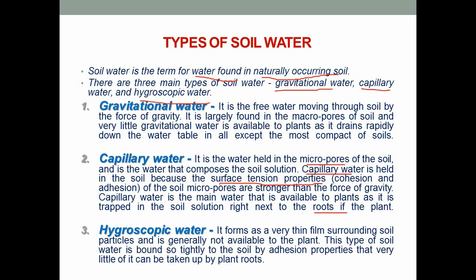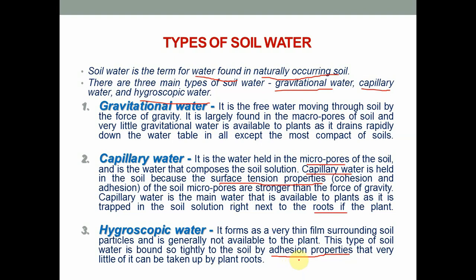Last is the hygroscopic water. It forms as a very thin film surrounding soil particles, and is generally not available to the plant. This type of soil water is bound so tightly to the soil by adhesion properties that very little of it can be taken up by plant roots. So this hygroscopic water forms as a very thin film surrounding the soil particles. It surrounds the soil particles in the form of a very thin film or a layer.